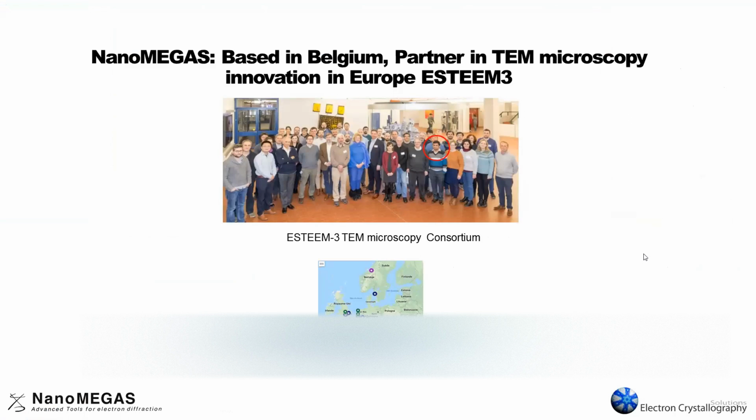So I'm working in NanoMEGAS as an application scientist. For the audience who are not aware of NanoMEGAS, the company is based in Belgium and it was created in 2004. The company mainly develops hardware and software for applications in the field of electron microscopy. Our instrumentation is present in more than 200 laboratories all over the world. And NanoMEGAS participates as an SME partner in the largest European project on transmission electron microscopy, STEAM3. NanoMEGAS is also an active partner of the International Union of Crystallography Electron Crystallography Commission.